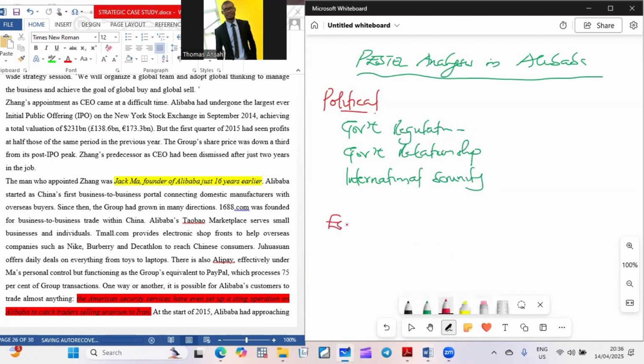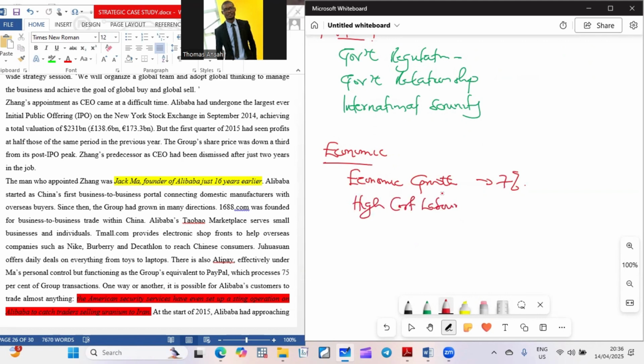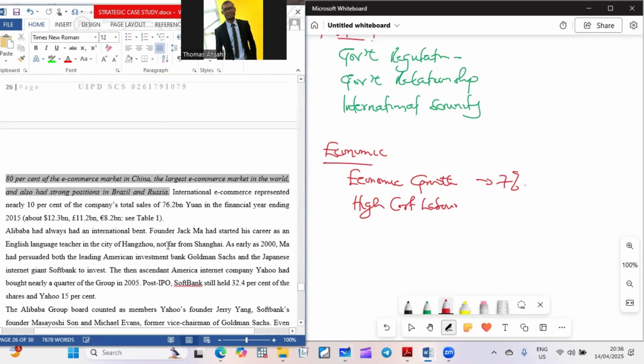When we went to economics, I think it was clear. What did you see in economics? The economic growth slowdown. The economic growth declined to 7%, and you explain that as affecting spending and disposable income. And you saw that because they were not giving birth, there was a high cost of labor. Did you see that one too? Yes, there was high cost of labor, something we read.